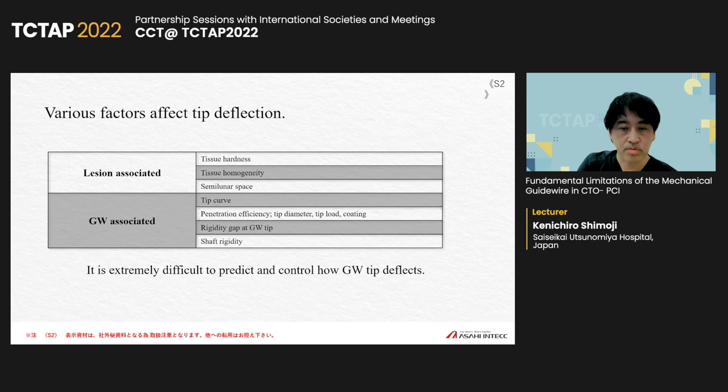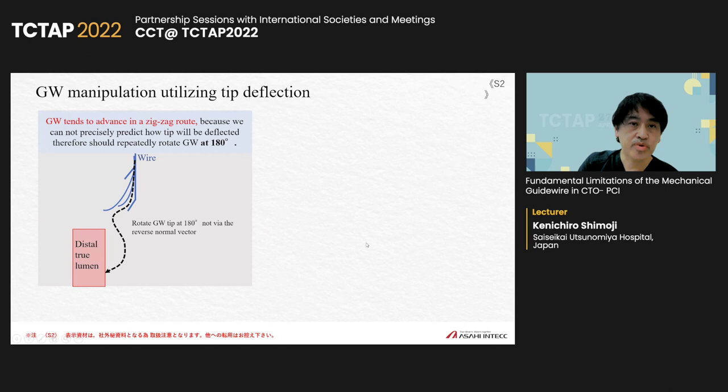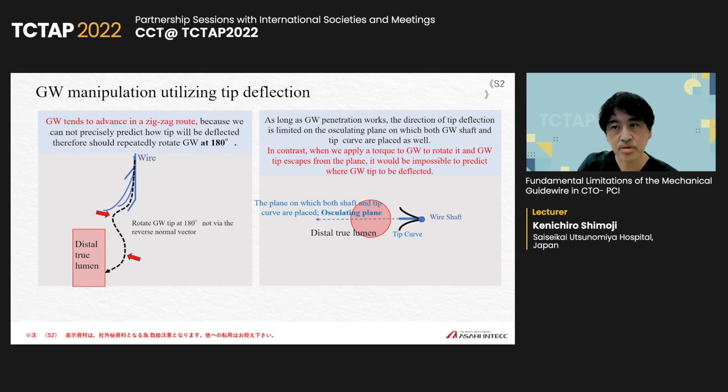Excuse me, this is how the guide wire tip deflects, and guide wire manipulation utilizing tip deflection is like this. The guide wire tends to advance in a zigzag route because we cannot precisely predict how the tip will be deflected. Therefore, we should repeatedly rotate the guide wire at 180 degrees. And as long as guide wire penetration works, the deflection of the tip is limited on the oscillating plane on which both the guide wire shaft and tip curve are placed as well.